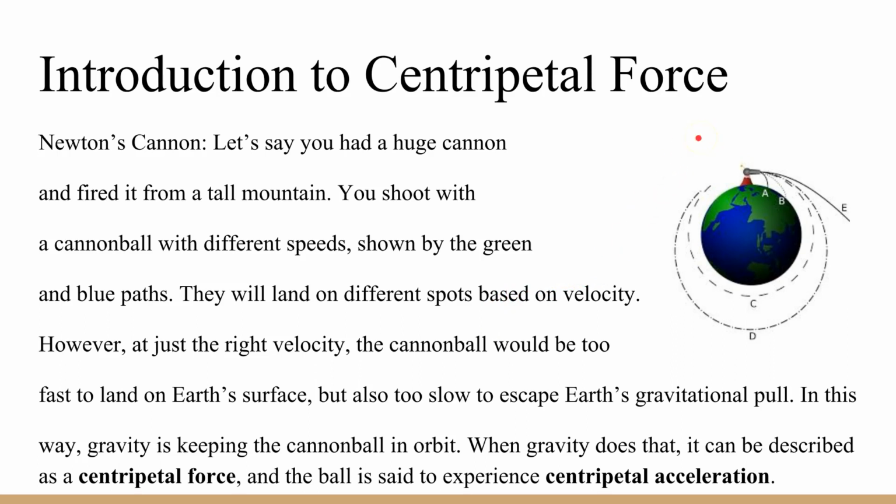However, at just the right velocity, the cannonball will be too fast to land on Earth's surface, but also too slow to escape Earth's gravitational pull. So what does that mean? You had your cannon, right? You fired it at a slow speed, and it just lands at point A. Now you fired it just a little faster, and it will land at point B. So gravity's bringing it down, from kinematics.